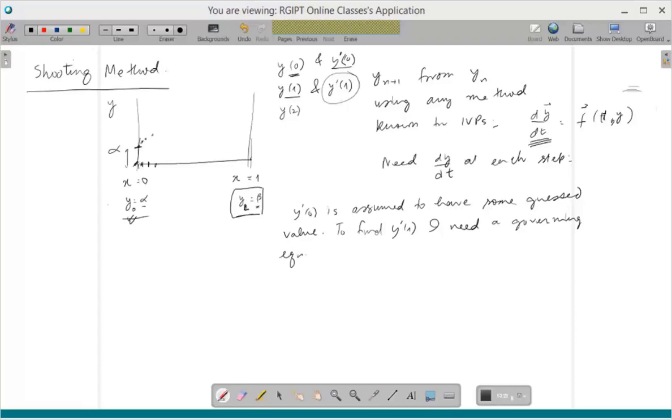Like going from y0 to y1, I needed y prime at each step. Similarly, in going from y prime 0 to y prime 1, I would need y double prime at each step. So I need a governing equation for y prime, or basically how d2y by dx square looks like.